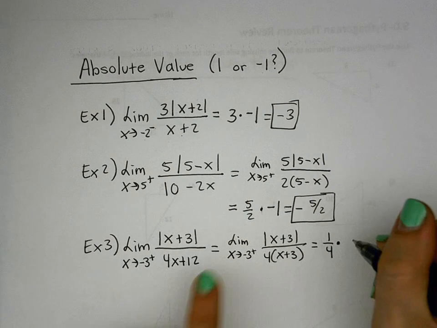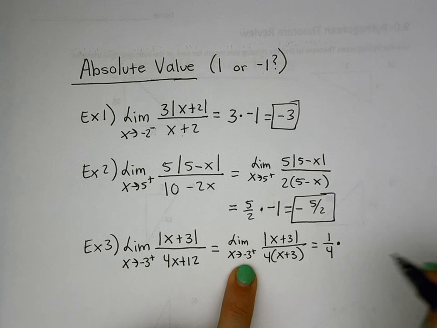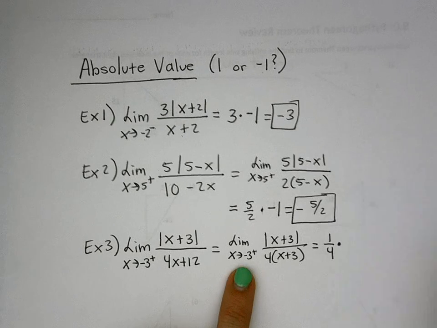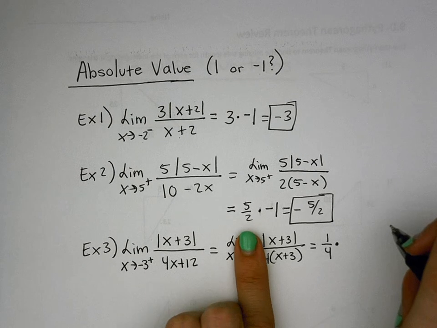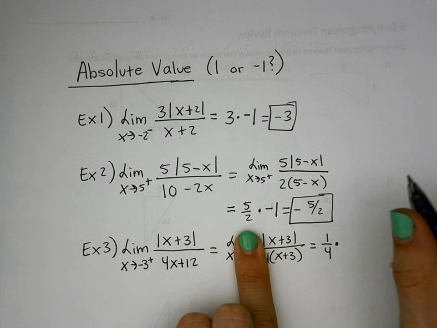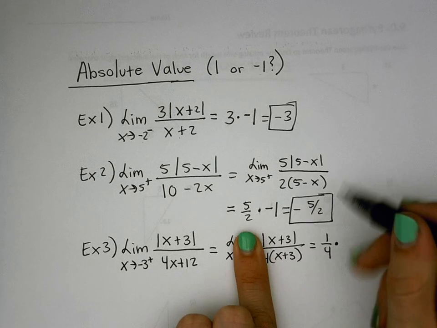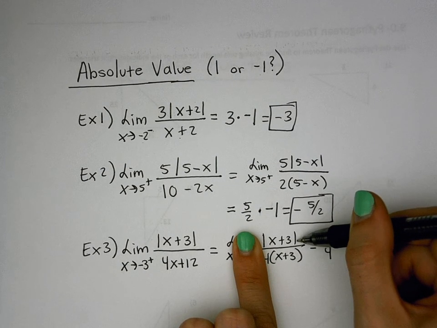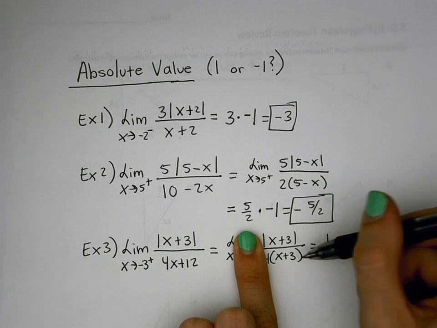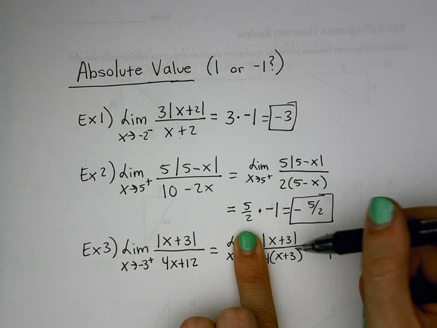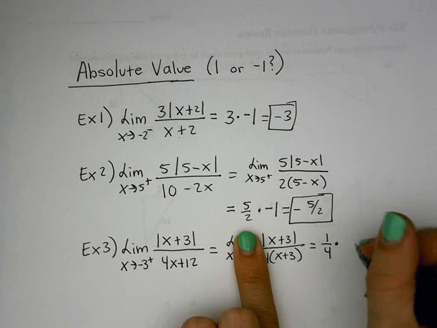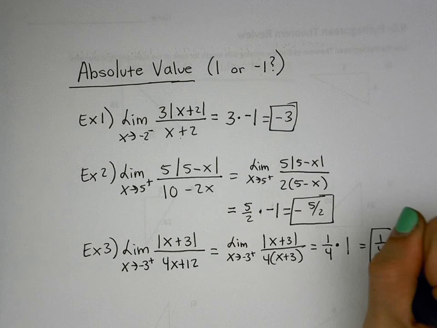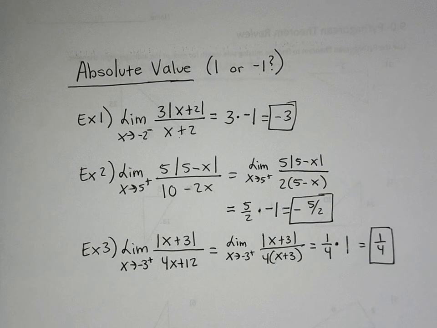And I'm going to use a number right of negative 3. So think of a number right of negative 3. 0. 0 is right of negative 3. Okay, so using that to help me test, am I positive or negative 1? If I plug in 0 on top, do I get a positive or a negative? I get a positive. How about on bottom? I get a positive. A positive divided by a positive is a positive. And so this is positive 1.